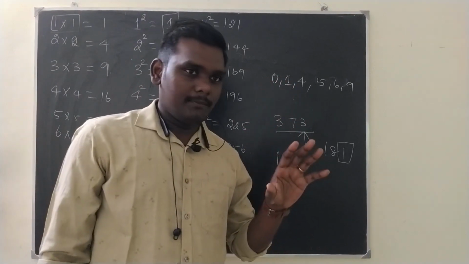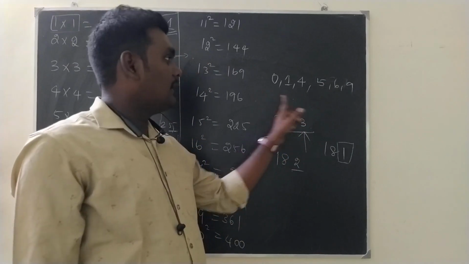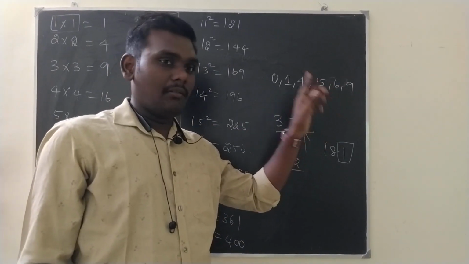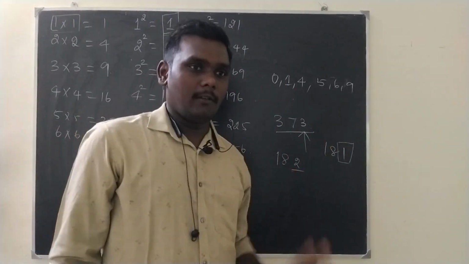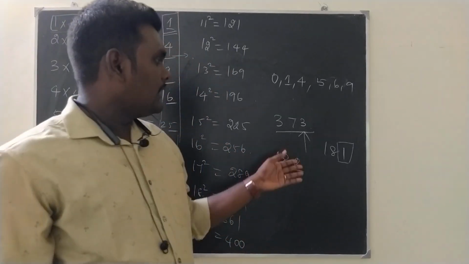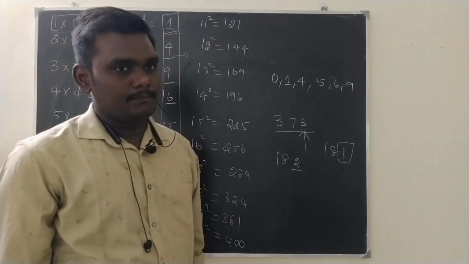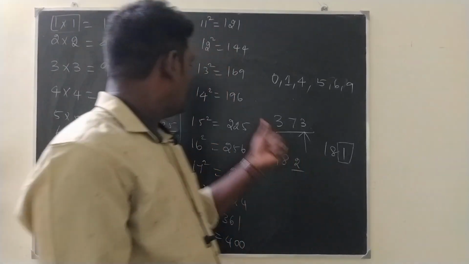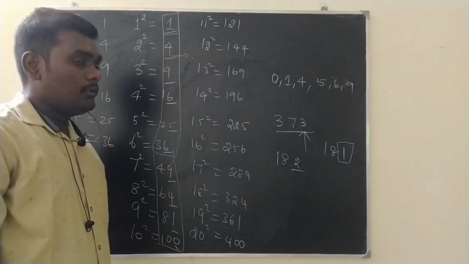Have you understood the statement? Let me repeat it once again. All perfect squares have these as unit digits, but it will not apply vice versa. Only in this direction it is possible. Okay. So using that we can identify whether a number is a perfect square or not. Okay. Now this is all about squares. Now square root.